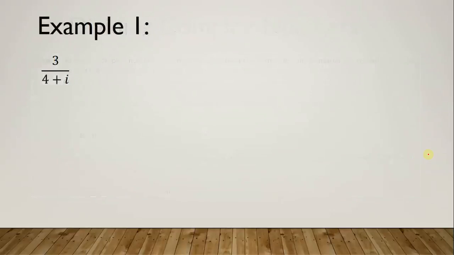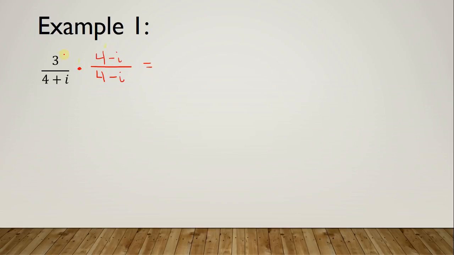Let's try an example, because otherwise those directions don't make any sense. So I can't have 4 plus i on the bottom. It's bad. Doesn't work. So what I'm going to do is multiply the top and the bottom by this guy, but it's not exactly that guy. It's going to be 4 minus i. So I'm just going to change the sign in between the two terms down there. Same thing on the top.